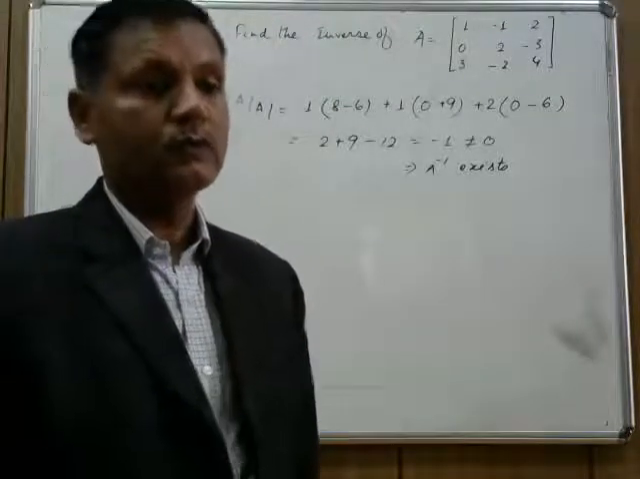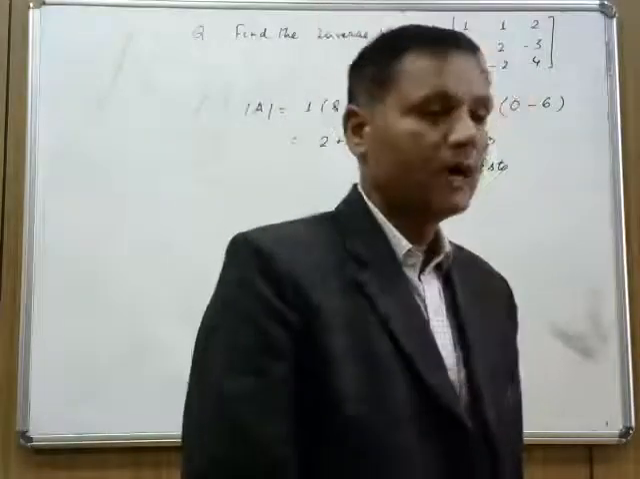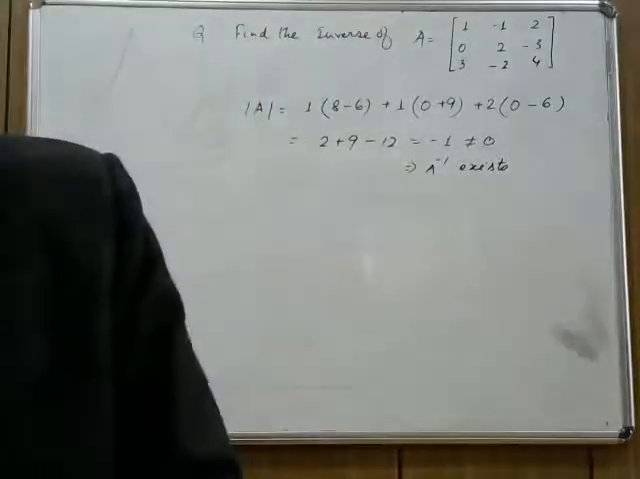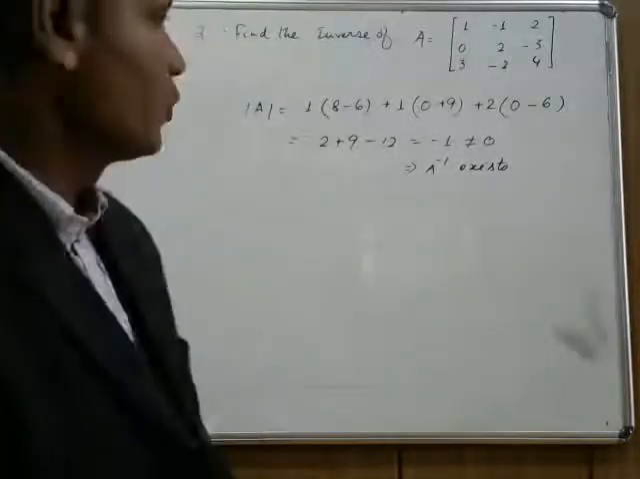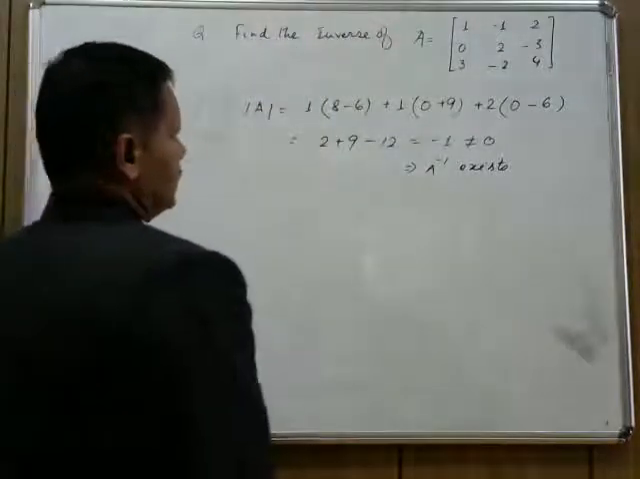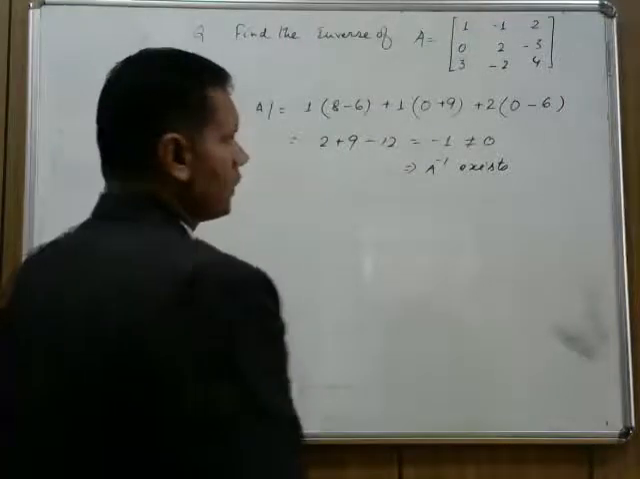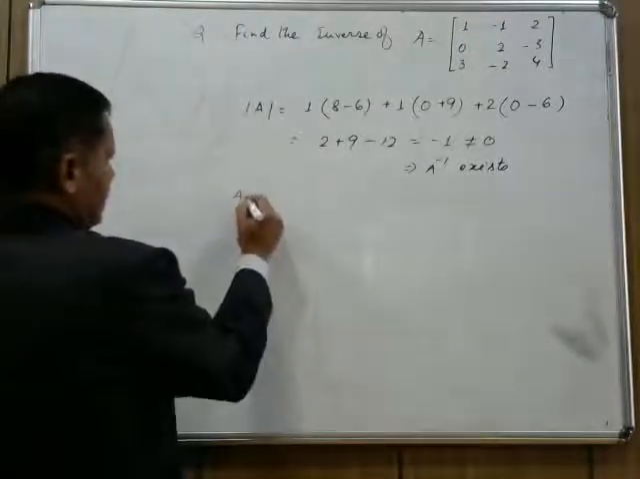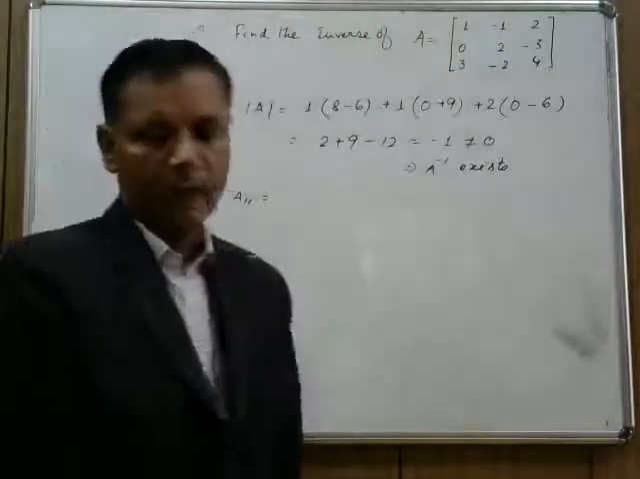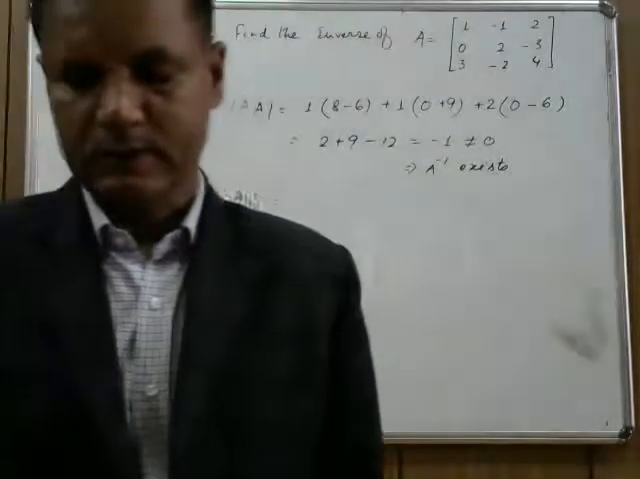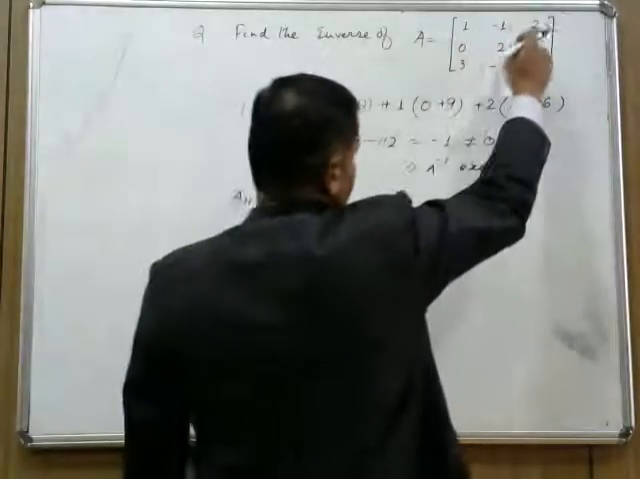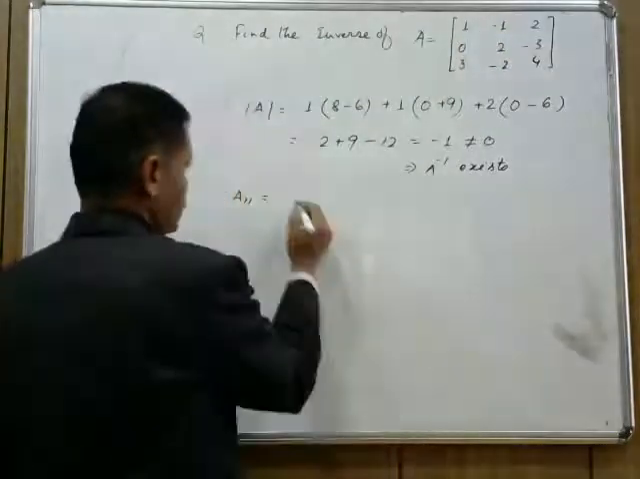Now to find the adjoint, what do we have to do? You have to find the minors and cofactors. Again I am telling you, I will write the minor and directly write the cofactors, so that we have less space and can do it easily. Now we denote the cofactors by A11. The value of A11 we have already got: A11 is equal to 2, from 8 minus 6.